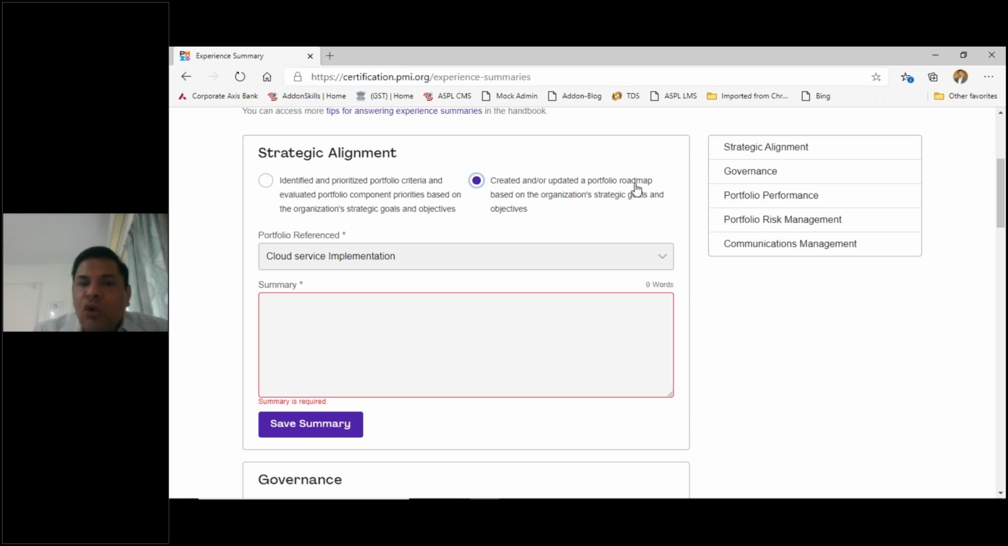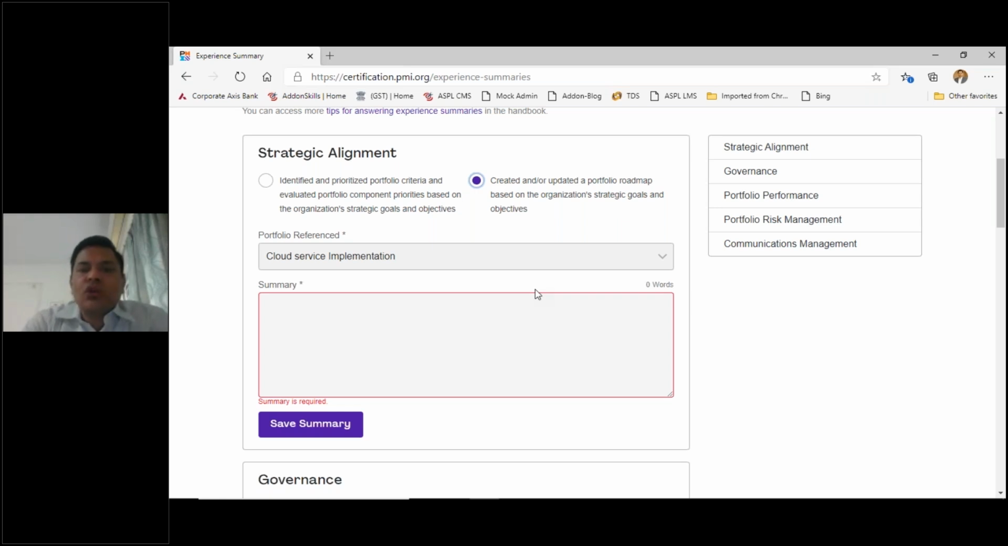Now, how did you create the portfolio roadmap based on the organization's strategic goals and objectives? I hope you know what a roadmap is. A roadmap is a chronological view which has all the major milestones of your portfolio. How did you create the roadmap? This roadmap will help you deliver the organization's goals and objectives. Your portfolio goals and objectives are derived from the organization's goals and objectives. So how did you create the roadmap which had all the portfolio goals and objectives defined in it?